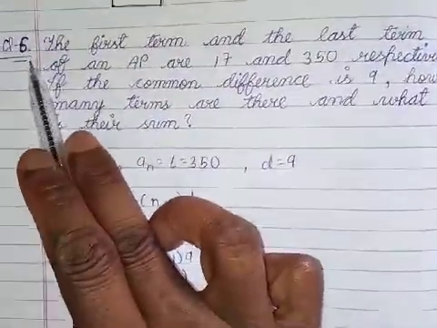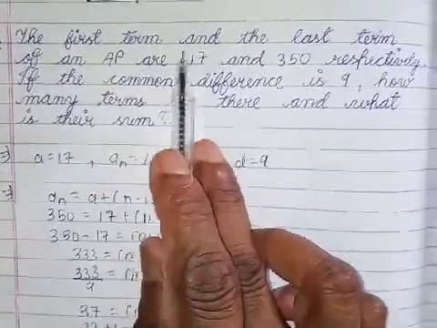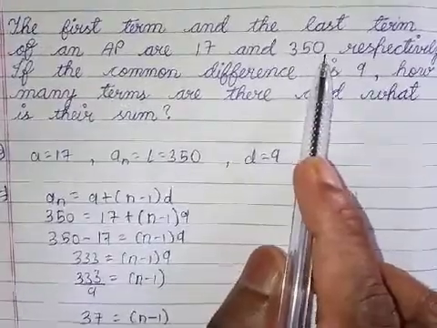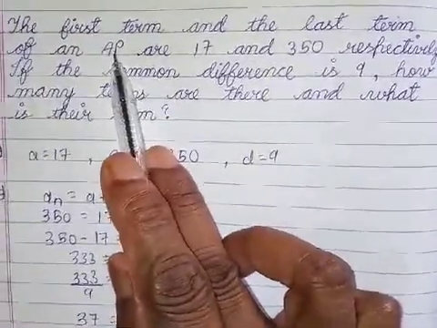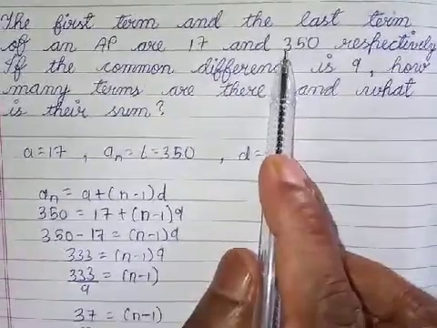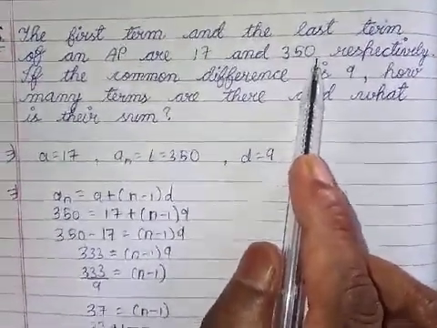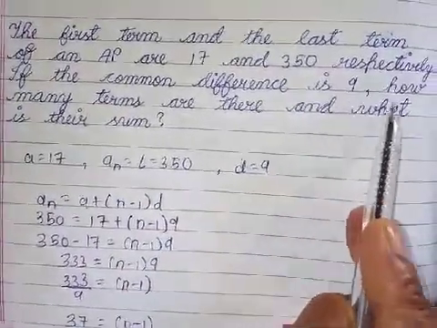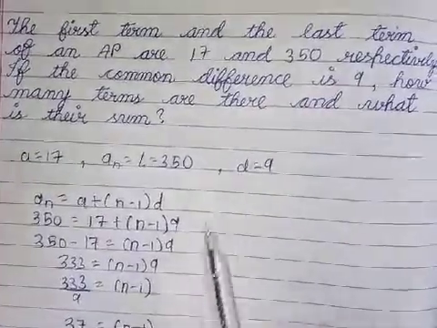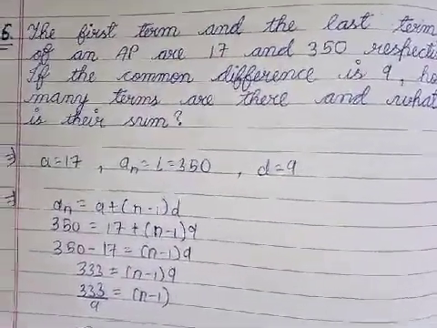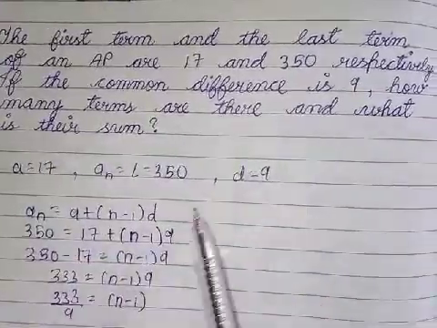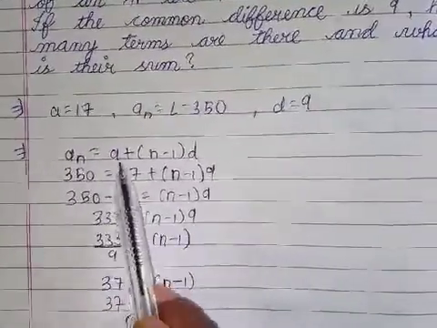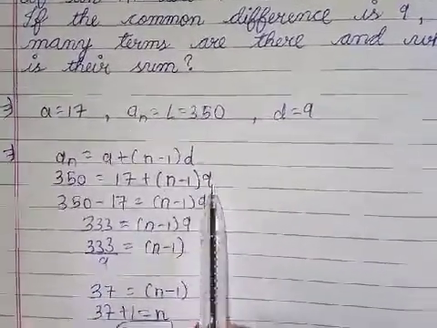Let's move on to question number 6. The first term and the last term of an AP are 17 and 350. The first term means a is 17 and the last term an, which is l, is 350. If the common difference is 9, d is 9, how many terms are there and what is their sum? You have to find the sum afterwards. First you have to find n, the number of terms. So we use the formula an is equal to a plus (n minus 1) into d. an is 350, a is 17, n minus 1, d is 9.